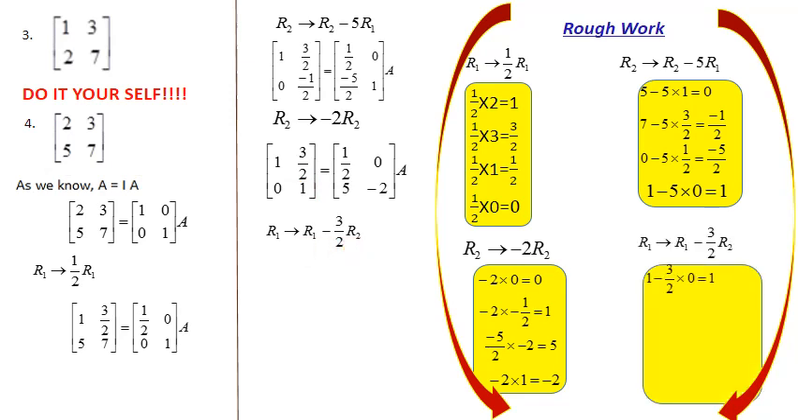Go with the rough calculation. First one is R1, 1 minus 3 by 2 into R2. That is 3 by 2 into 0. 3 by 2 into 0 is 0. So 1 minus 0 is 1. Now next is 3 by 2 minus 3 by 2 into R2. See here, 3 by 2 into R2, 3 by 2 into 1. 1 is here. 3 by 2 into 1, that is equal to 0.